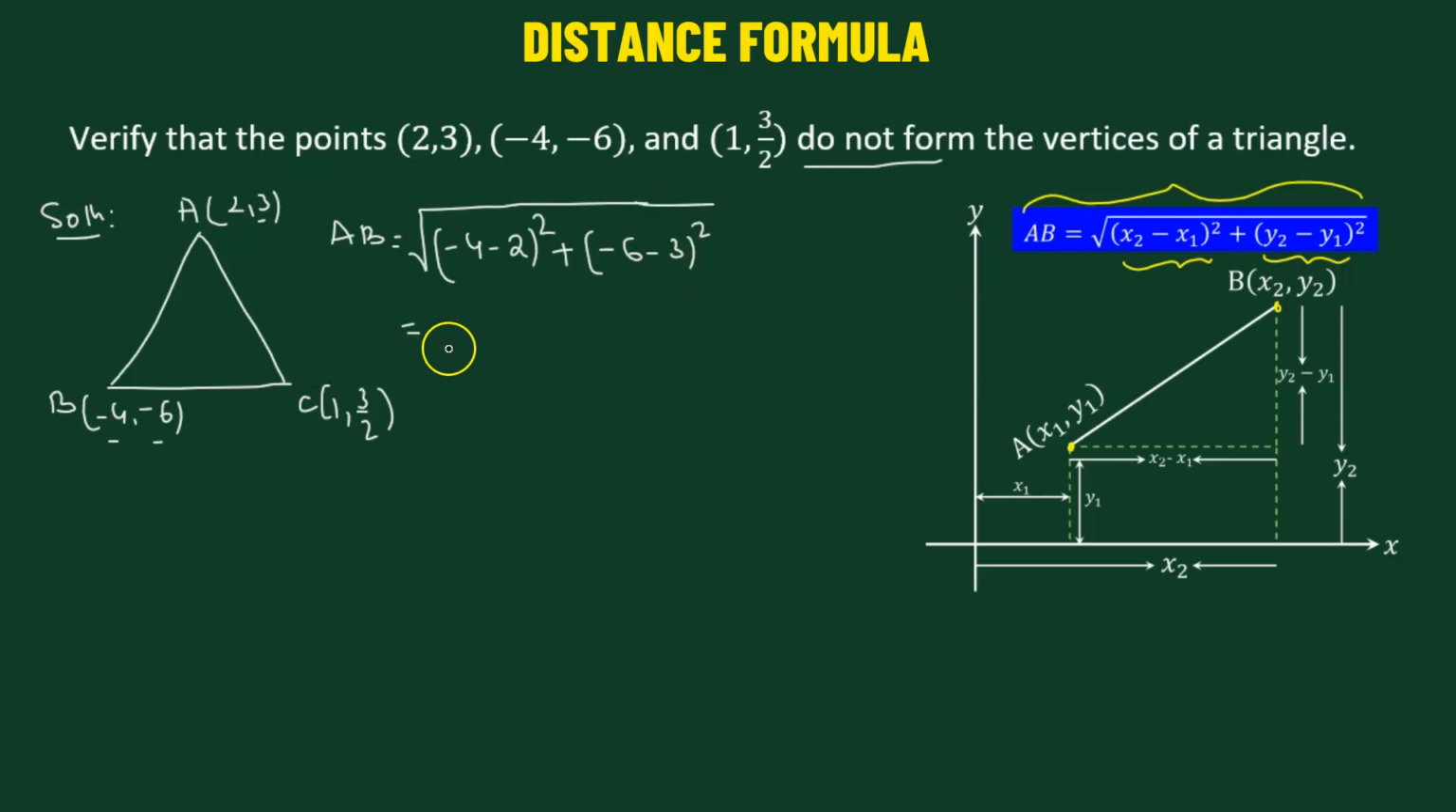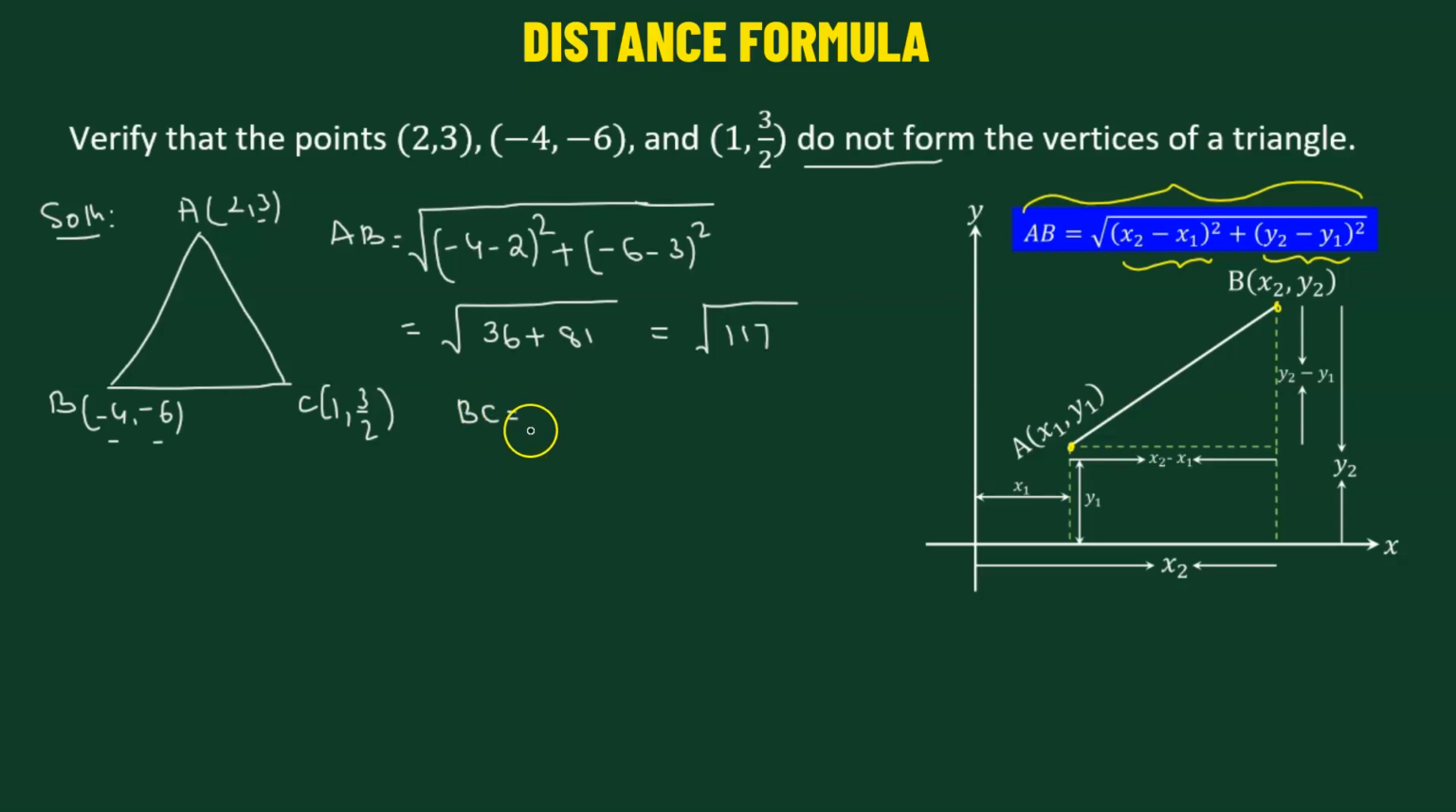Let's find out this value. This comes out to be, so we have square root of the -4 minus 2, so that's -6. -6 squared will be 36. This is added to, so -6 minus 3, that's -9. -9 squared is going to be 81. So this comes out to be square root of 117. Fine. Now we will try to find out the length BC.